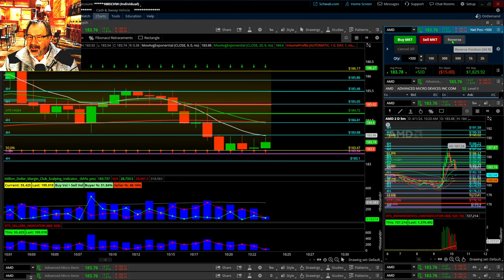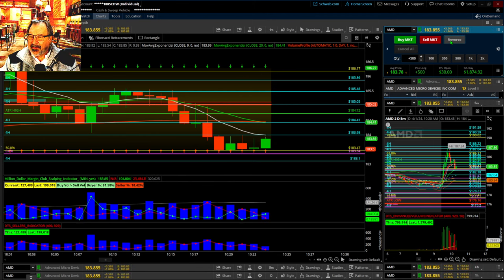Is that the floor? No, it's not really. 183.78. So the floor was another 20. I got that a little soon. And that's been the story here, that I keep getting on the wrong side of this. Now it's right there against that 9.2 moving average. Can it do any better? Can it break that for a change? That's a stronger bodied candle there.